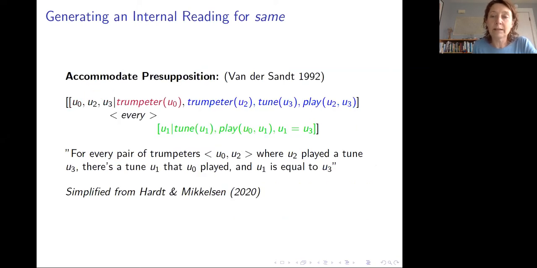So here we're going to follow Van der Sandt, 1992, on how to accommodate a presupposition. In particular, if a presupposition arises inside the nuclear scope, then it can be accommodated into the restrictor, and that's what we see below here. So before, or to the left of, or above every, we have the restrictor, which contains the trumpeter, which it contained before, but now also the eventuality presupposition has been accommodated into the restrictor in blue. And then we have the nuclear scope as before, played the same tune. And the truth conditions here are for every pair of trumpeters, U0 and U2, where U2 played a tune U3, there is a tune U1 that U0 played, and U1 is equal to U3. That is, we get pairwise quantification over trumpeters and tunes. And that's exactly what we need to generate the internal reading.